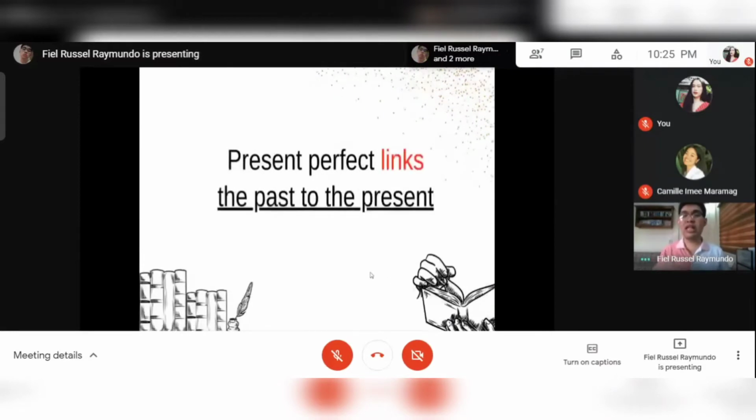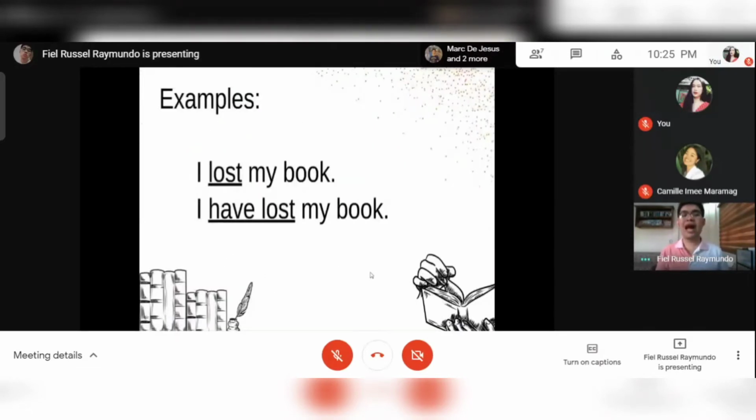Present perfect tense links the past to the present. To better understand this, let's look at these examples. "I lost my book" is in simple past tense. "I have lost my book" is in present perfect tense. In "I lost my book," the effects of the action lost stop in the past. For example, maybe I lost my book on Monday and then I found it on Tuesday, which means the action lost is not true anymore today.